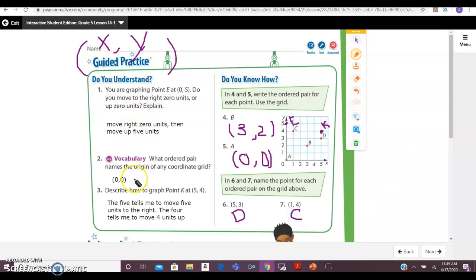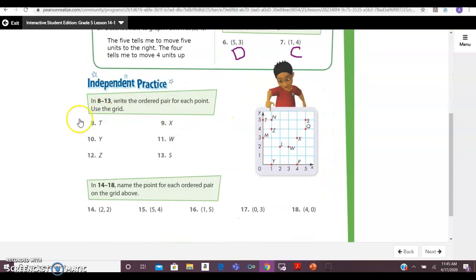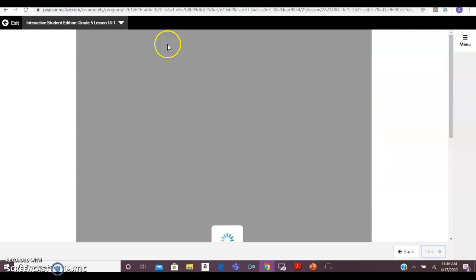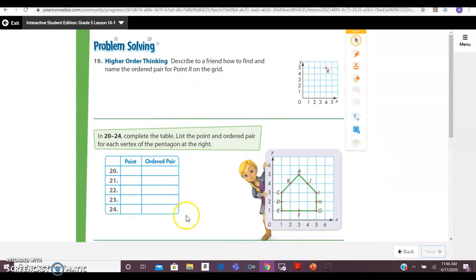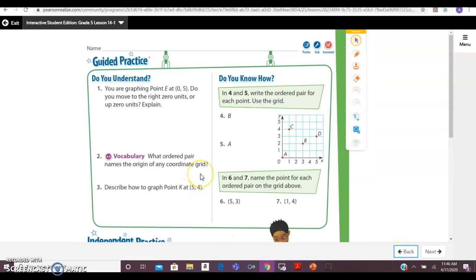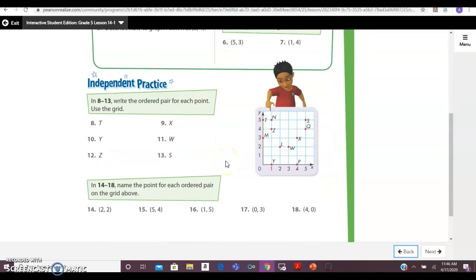Okay, so this is the guided practice for you. I hope that helps. You need to do the independent practice, and then also you have the problem solving to do. So if you are ready to go, you can stop watching this video and you can continue this lesson on your own. If you need me to explain each section, keep watching.